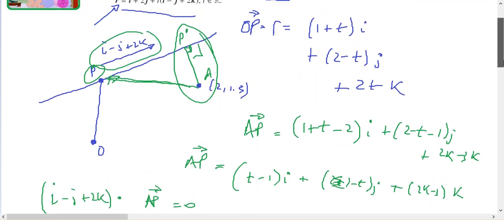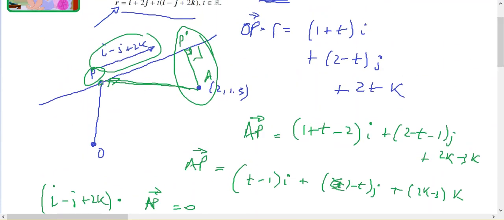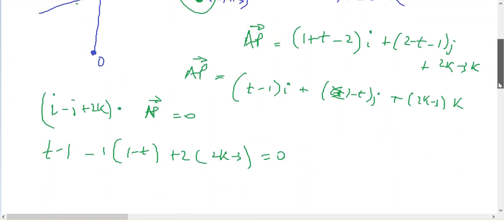So what I'm doing is I'm setting up my vector from O to P, which describes all of the positions on this particular line. Then I'm getting an expression from the point that I want to the line by going from A to P, and that will vary as P changes. So I'd like to find what t is.